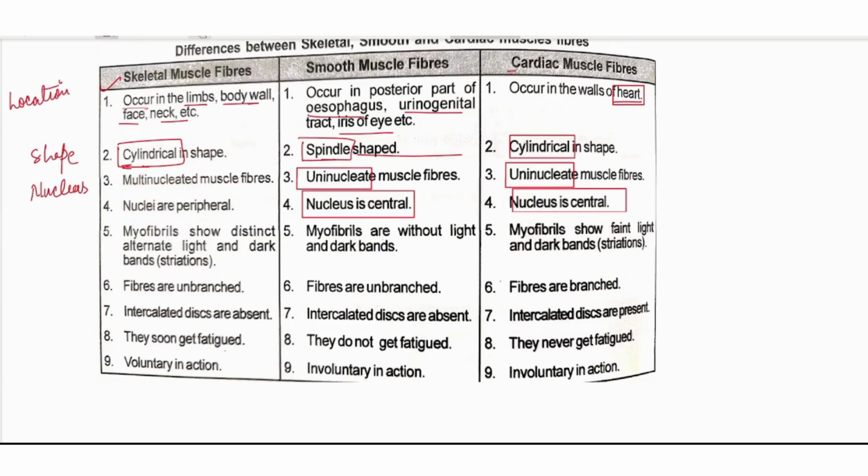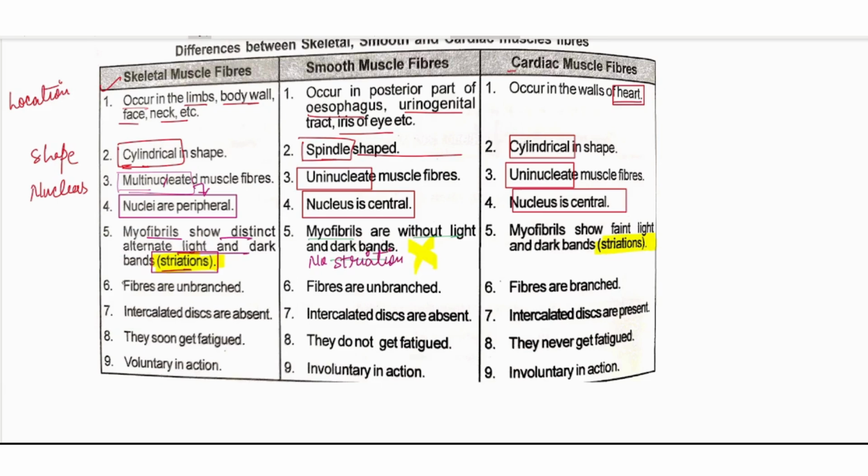So they have the nucleus at the center. That location is important. This one was multinucleated, and this has the nucleus at the periphery because of the multinucleated condition. And then the myofibrils show distinct dark and light bands, which is known as the striation. This is a very important term. The skeletal muscle shows the striation, the cardiac muscle shows the striation, but the smooth muscle has no striation, right? So the myofibrils are without the light and dark bands, so you can call it no striation.